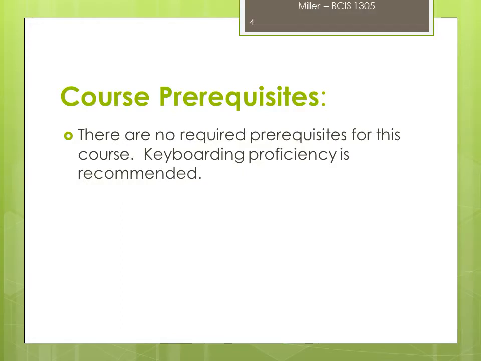There are really no prerequisites for this course. However, keyboarding proficiency is recommended, and I'm well aware that this is an online class, and most of you are probably pretty capable when it comes to computers. So this is a positive thing.